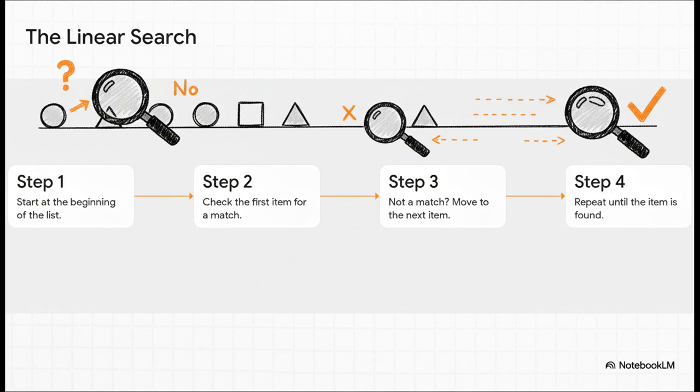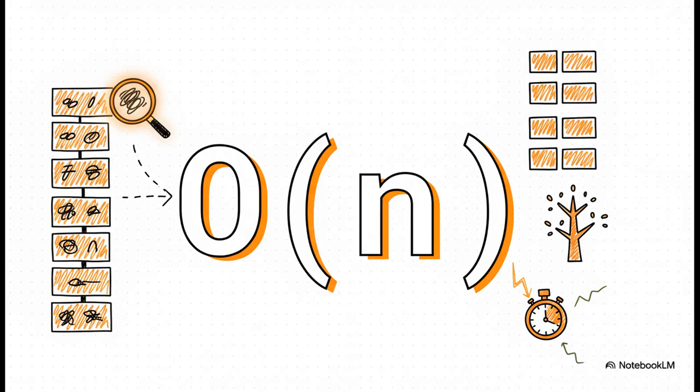If your item is at the very end, or worse, not even there, you literally have to look at every single thing. It'll get the job done, but wow, is it slow. In computer science speak, we call this O(n) time complexity, and that n is just the number of items in your list. All it really means is that in the worst case, the time it takes to find your thing is directly tied to how big the list is. Got 1,000,000 items? It could take you 1,000,000 steps. We can do so much better than that.